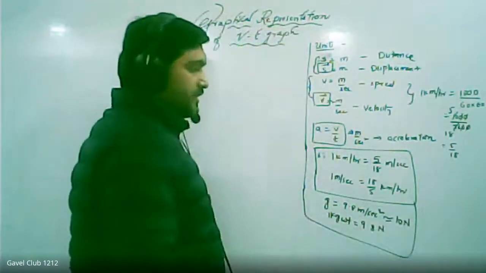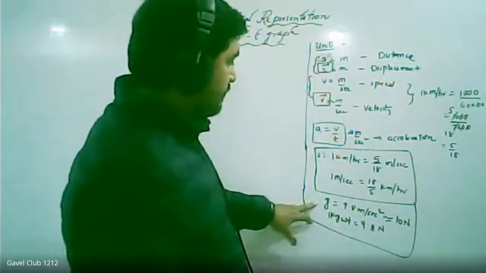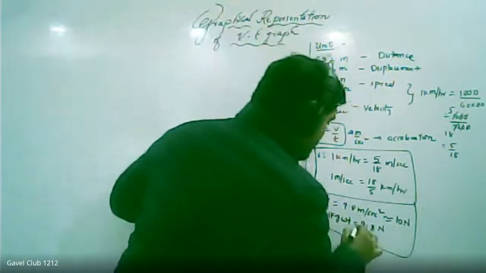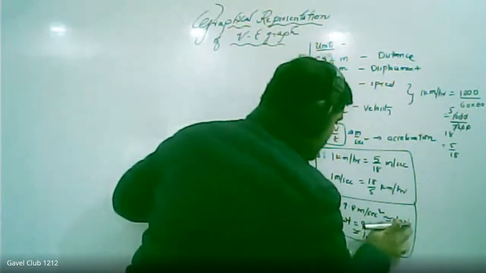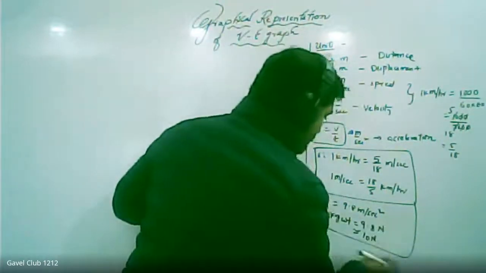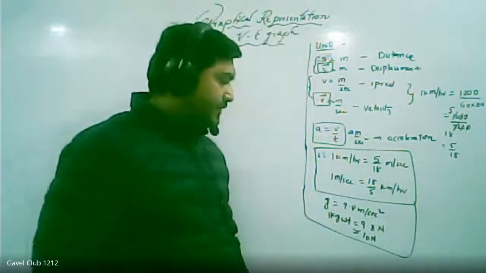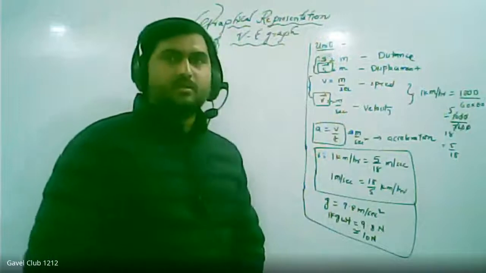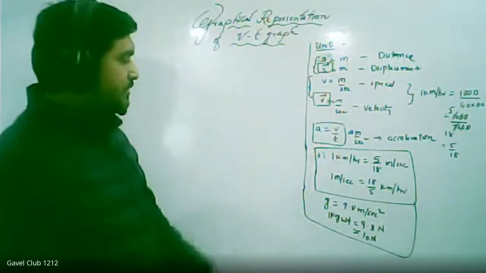Because G is what? Acceleration due to gravity, and force is measured in newtons. So 9.8 newtons can also be taken as 10 newtons. In this way, 9.8 can be written as 10 some of the times when you're doing any kind of calculation. So that time also we use this.